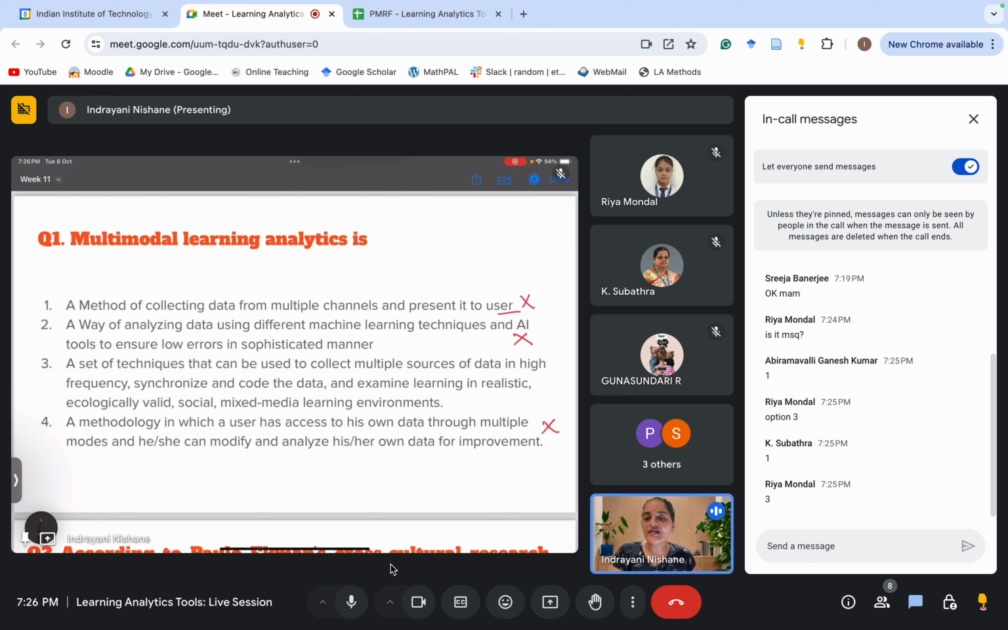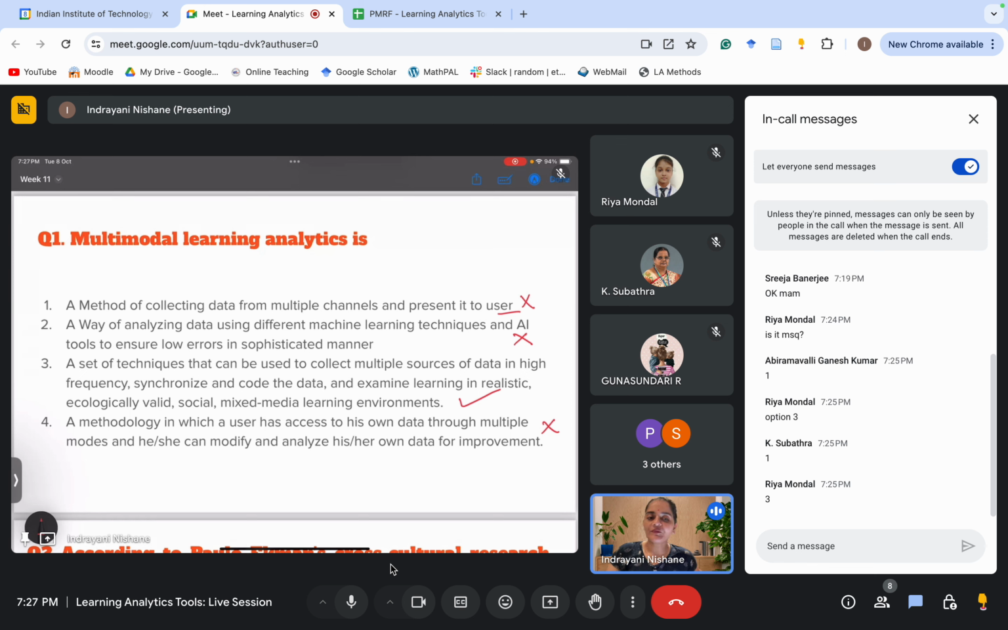A set of techniques that can be used to collect multiple sources of data in high frequency, synchronize and code that data, and examine learning in realistic, ecologically valid, social and mixed media learning environments. So this is the correct definition of multimodal learning analytics. Now let's try to decode this big statement. The first part says it's a set of techniques. So these are different techniques, that's okay. Moving on, that can be used to collect multiple sources of data.